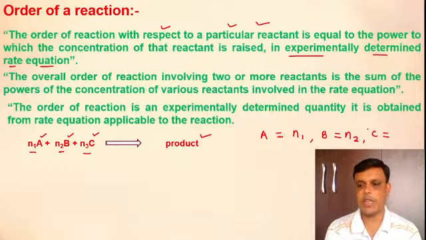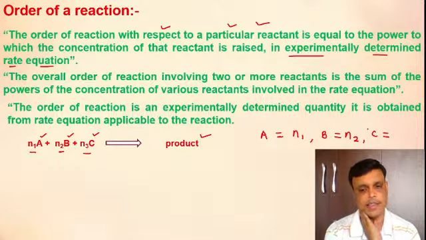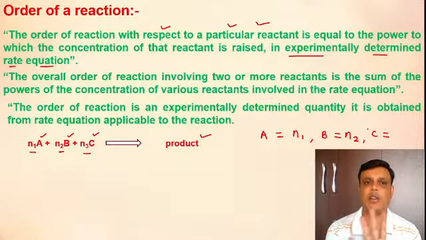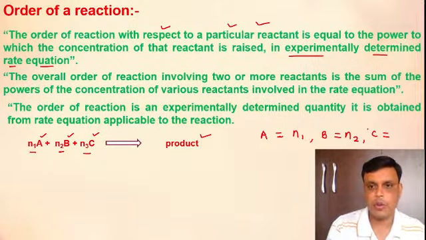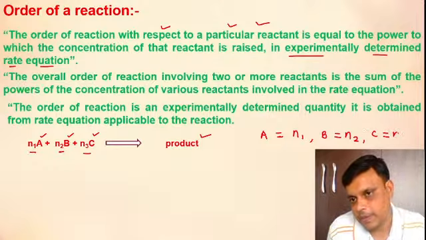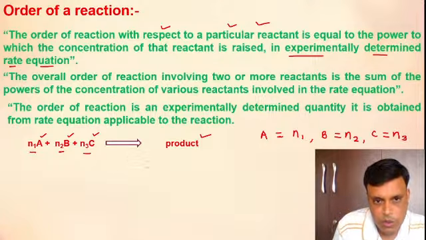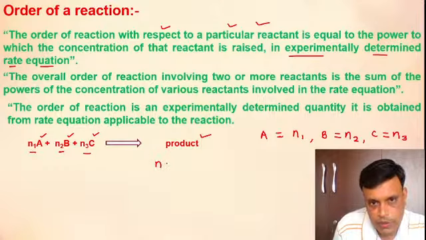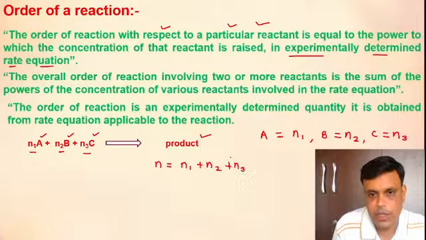Correct, very good Pramodini. With respect to reactant C, order of reaction is n3. Akansha, Sabha, all are saying n3. That means you have understood what the order of reaction with respect to a particular reactant is. So I will write here n3. Now what is the overall order? n is equal to n1 plus n2 plus n3. So this is your overall order.